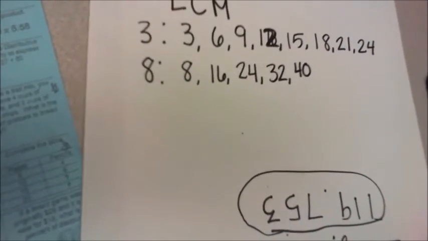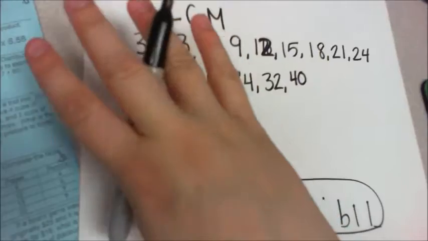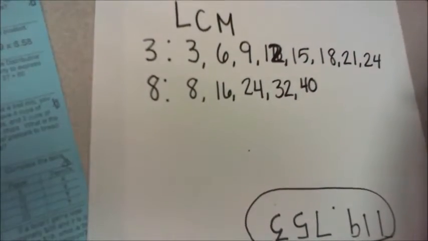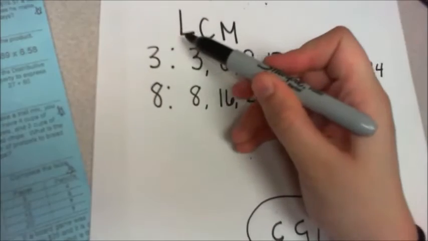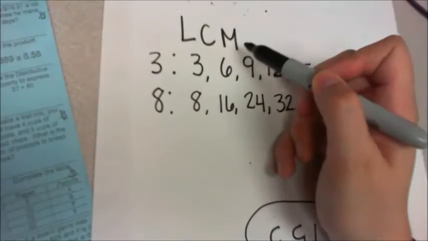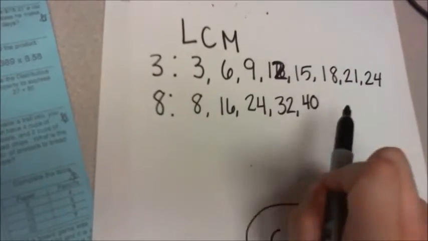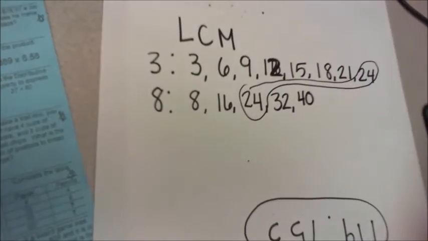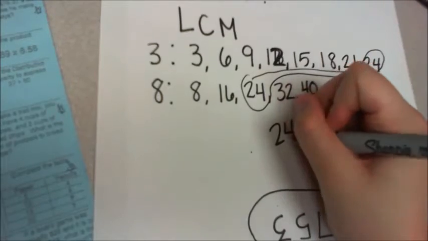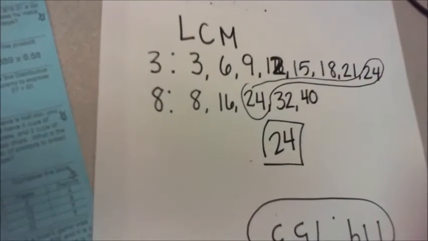Now look and find the numbers that they have in common. When you keep going on forever and ever, they'll have many, many numbers in common. But since it's the LCM, we just need the least common multiple. The only number I see here that they have in common is 24, which means the least common multiple of 3 and 8 is 24.